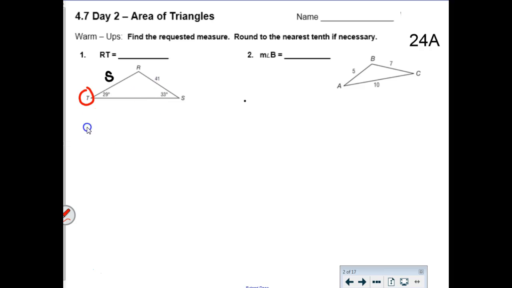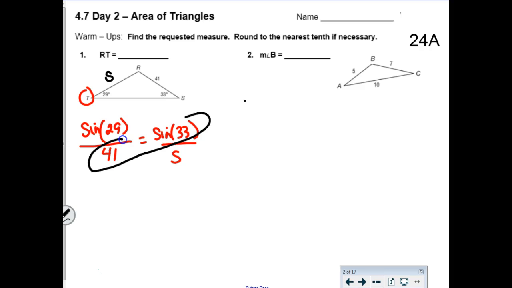So you're going to start law of sines by saying the sine of 29 over 41 equals, and then we're trying to solve for leg S, so we should use this part of the triangle next. So the sine of 33 over leg S. So on your calculator, you're going to multiply the diagonal that has no variable. And then remember the shortcut is you're going to divide by that other trig function over here.